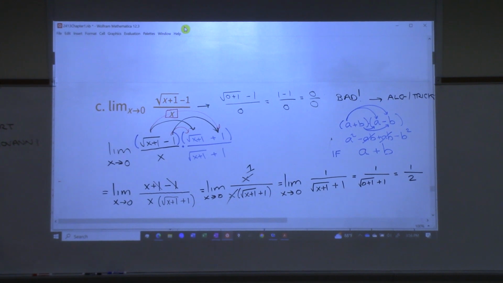So we've done two problems that have required algebra, right? The first problem required a formula that we have on our sheet. The second one had a square root involved, and so we brought in the conjugate, right? So we have two techniques up to this point.